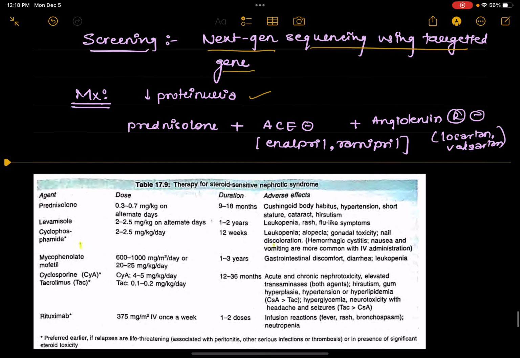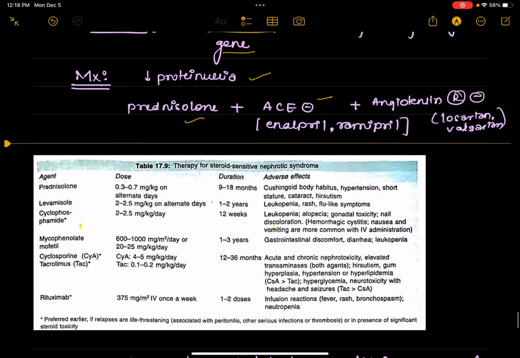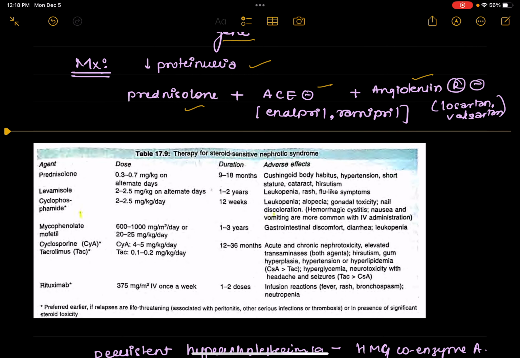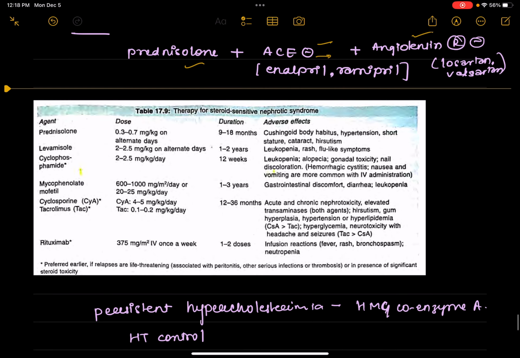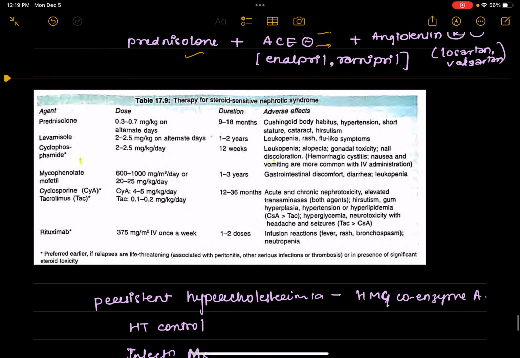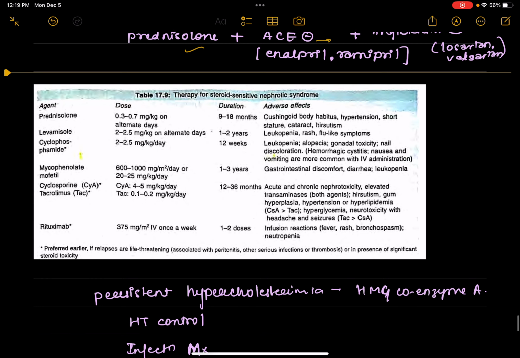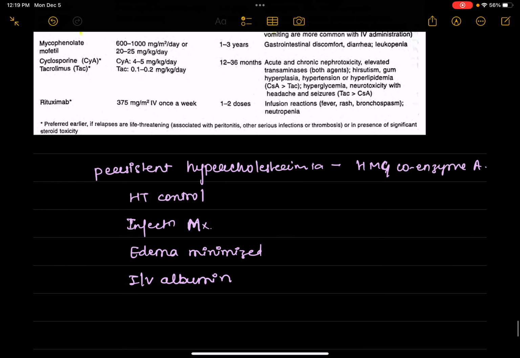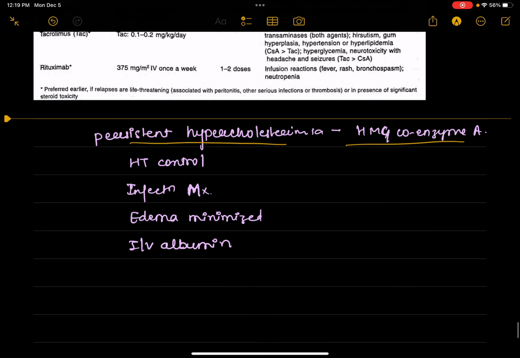Management is to decrease proteinuria. We will give prednisolone, ACE inhibitors, and angiotensin receptor blockers if there is dry cough after ACE inhibitors. Therapy of steroid sensitive nephrotic syndrome: prednisolone, levamisole, cyclophosphamide, mycophenolate mofetil, cyclosporin, tacrolimus and rituximab. Basically, we will use the steroid sparing agents. If there is persistent hypercholesterolemia, then we will give HMG CoA reductase inhibitors. We will do hypertension control, infection management, edema minimized, and we will give IV albumin if there is oliguria and decreased renal perfusion.